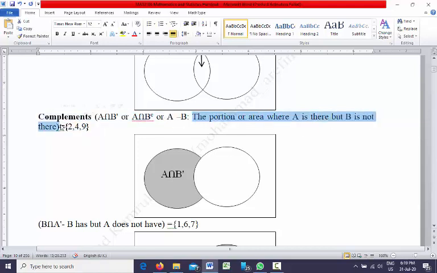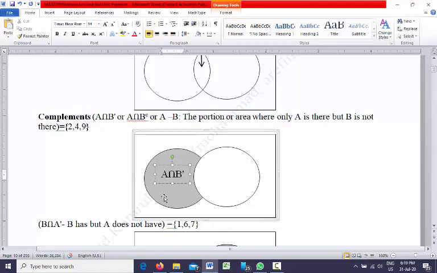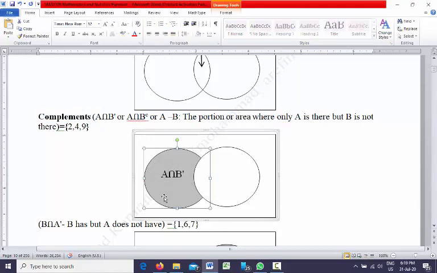That means the portion where only A is there but B is not there. We can see that this is the area where only A is there but B is not there. So this is the portion that will be called A intersection B prime.